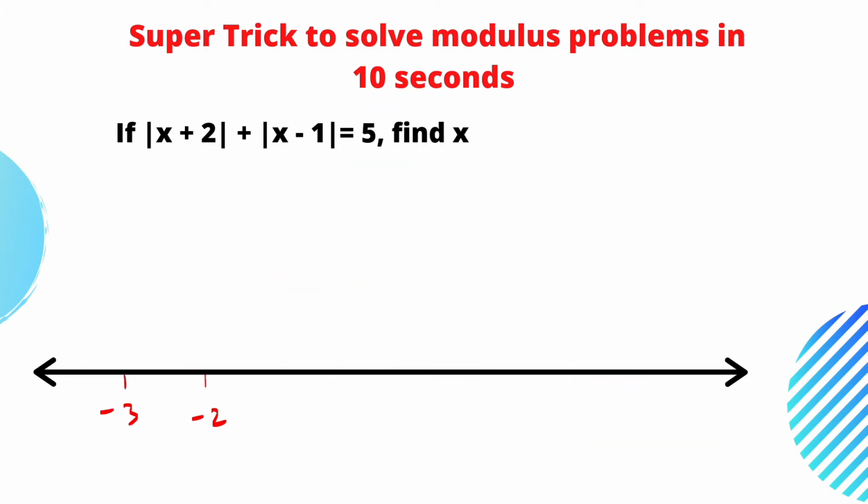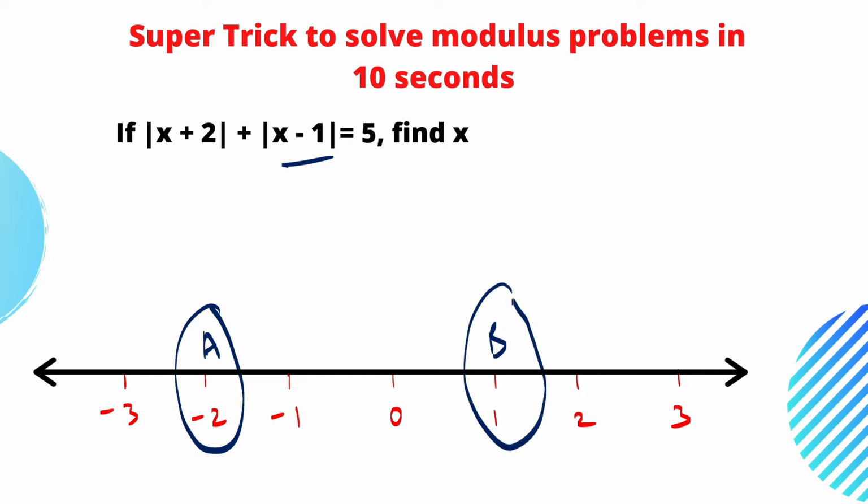Let us move on to more problems, because if we solve more and more problems, you will be very much clear and you won't commit any mistake in your exam. If |x + 2| + |x − 1| = 5, find x. When we have |x + 2|, a is at minus 2 and b is at 1. B is at 1. So both must cover 5 units.